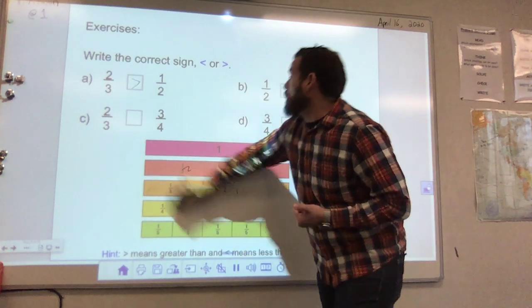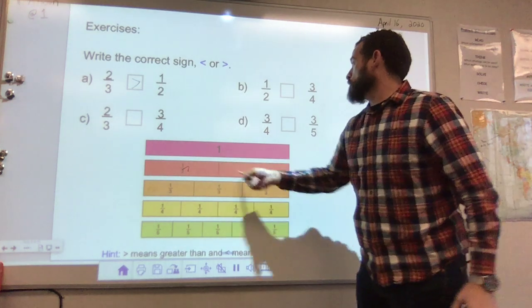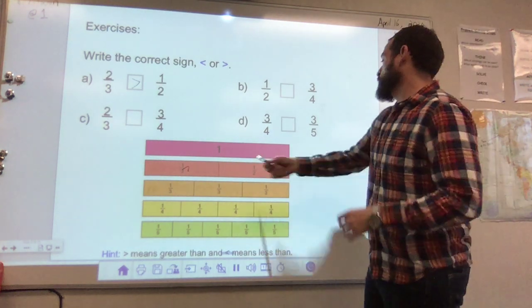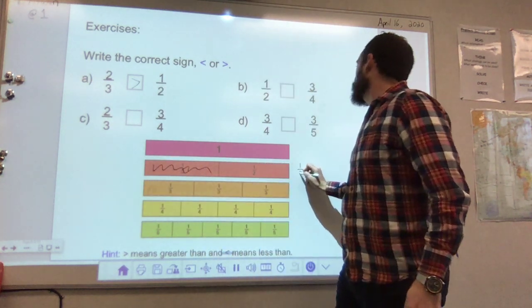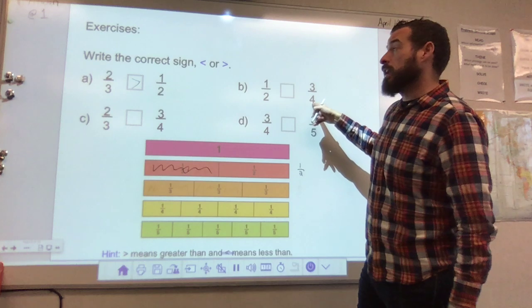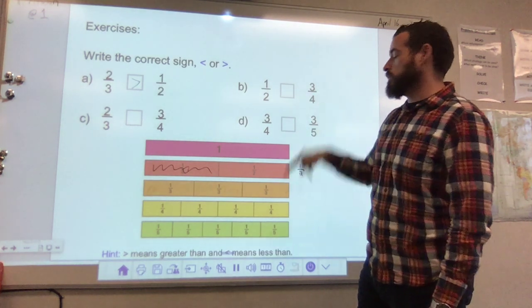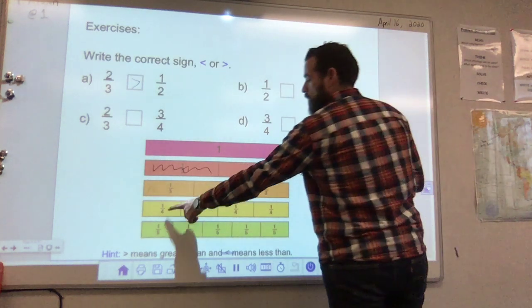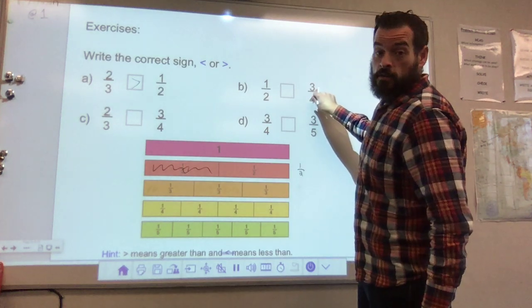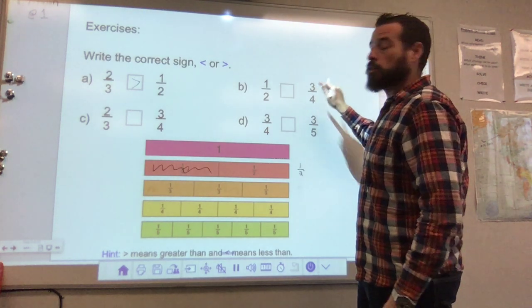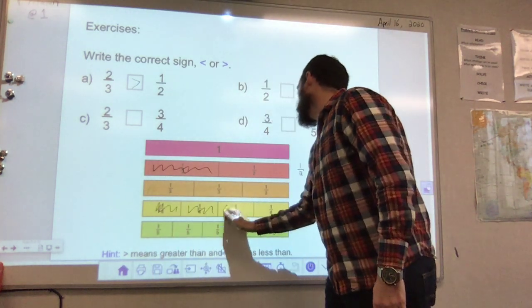So we'll look at exercise B as well. 1/2, look at my denominator. Here's my strip that's divided into halves. There's one that's shaded. So there's my 1/2. 3/4. So now I've got a new denominator that we haven't seen before, fourths. So now we're looking at the strip divided into 4 equal parts. 1, 2, 3, 4. How many are shaded? 3, because I look at the numerator and that'll tell me how many parts of that whole. So 1, 2, 3.